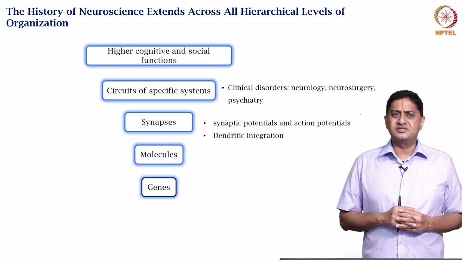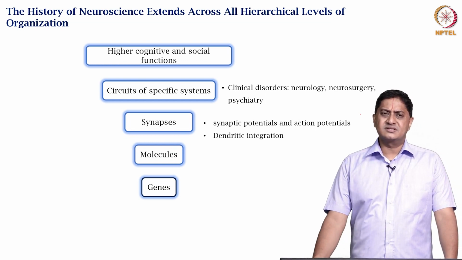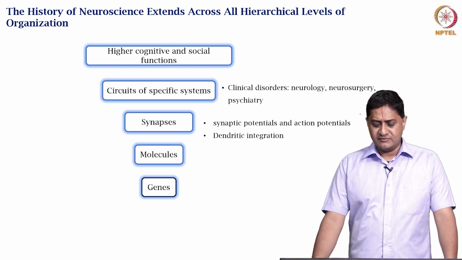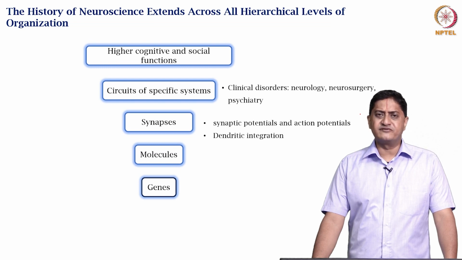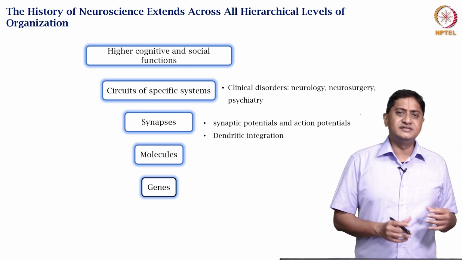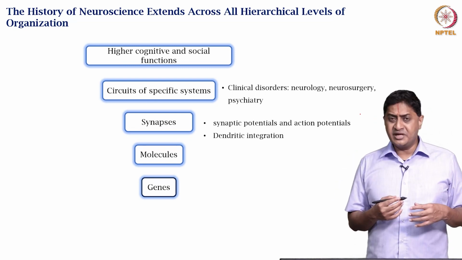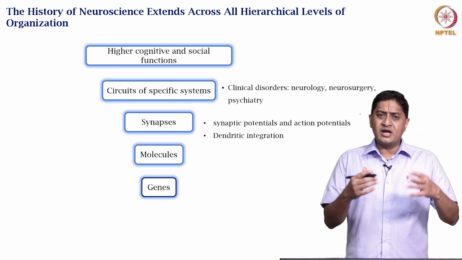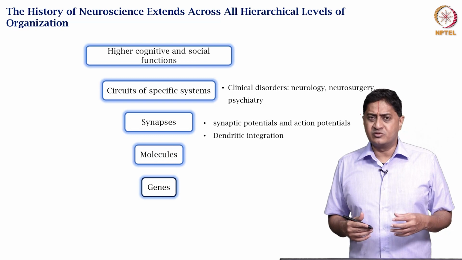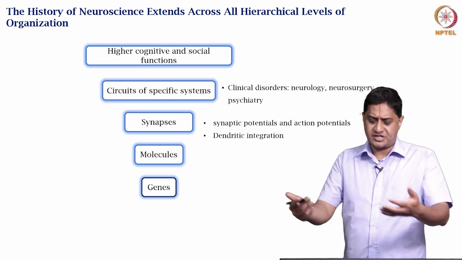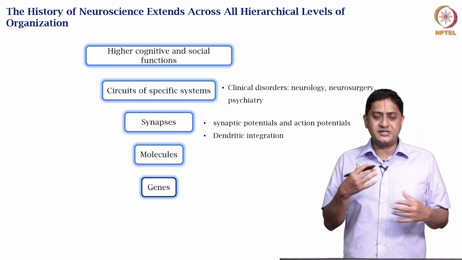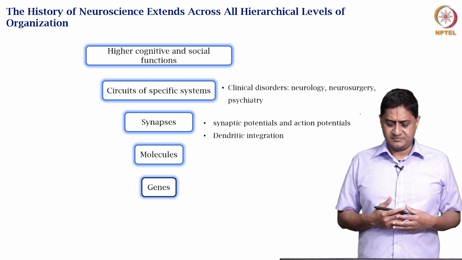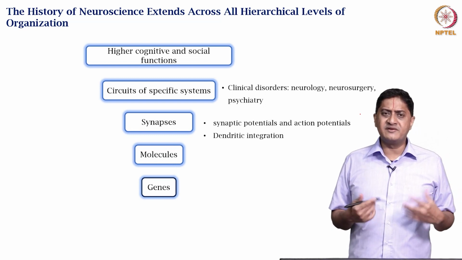Also, the history of neuroscience extends across many hierarchical levels of organization. We just saw some. For example, higher cognitive and social functions. How groups of humans interact with each other. For example, behavior of people from one country or people who speak one language. How do they interact with people who speak a different language or people of a different nationality? Groups of people, social interactions. Then how one human interacts with another human, higher cognitive behavior. How one human behaves herself.